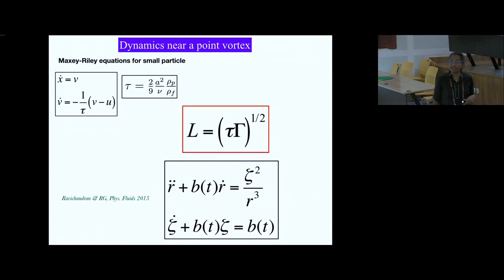So basically we are left with the radius, and this is not the radius of the droplet, this is the location, the distance from the vortex that we are talking about. We are asking how this droplet is moving in the vortical region.